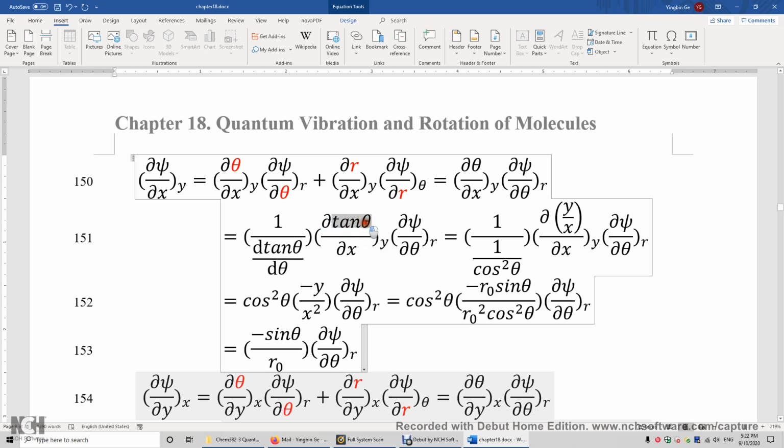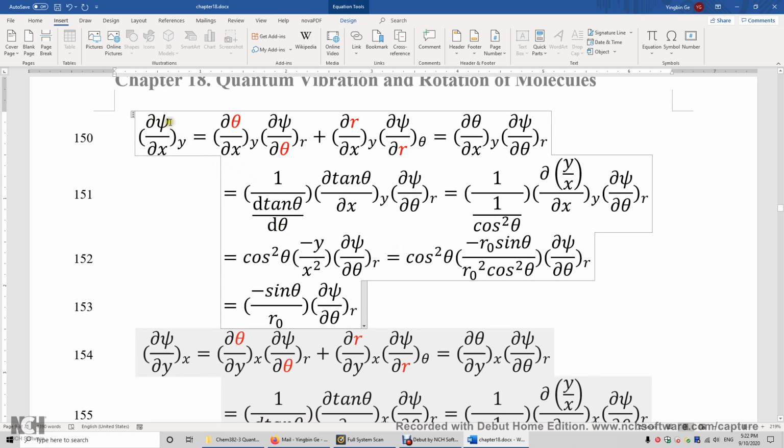We need this tangent theta because tangent theta is y over x. Now we can evaluate this part easily. This part is simply negative y over x squared. How do we evaluate this? Well, this part is trivial. If you took single variable calculus, you know the result of this is 1 over cosine theta squared. All right, so it's right here. And then we keep doing simplification and reorganization. In the end, we convert delta psi over delta x to delta psi over delta theta.